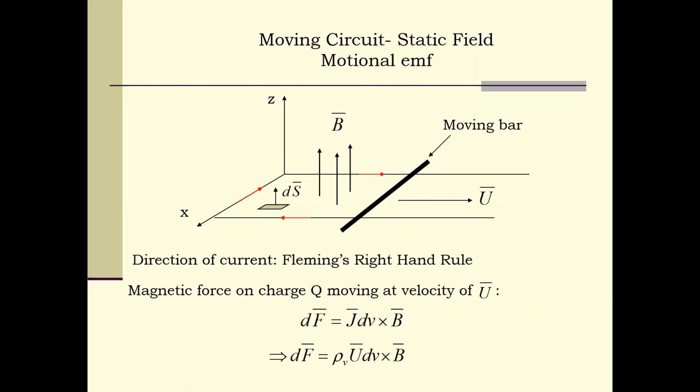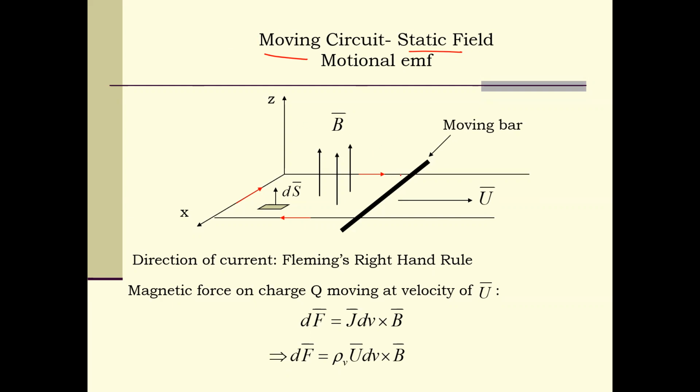For today's lecture, we're going to proceed with the second type of EMF generation, which is called motional EMF. For motional EMF, we have learned previously that it is generated by conditions whereby the circuit is moving and the field is static.